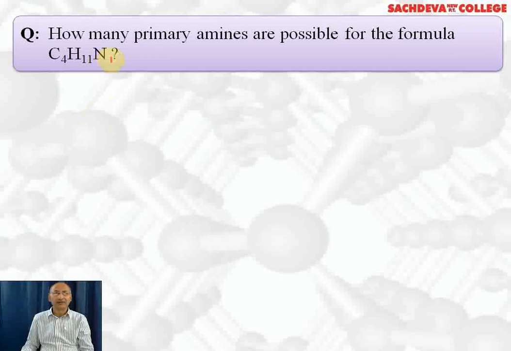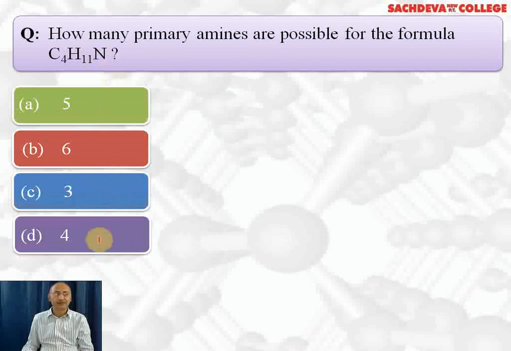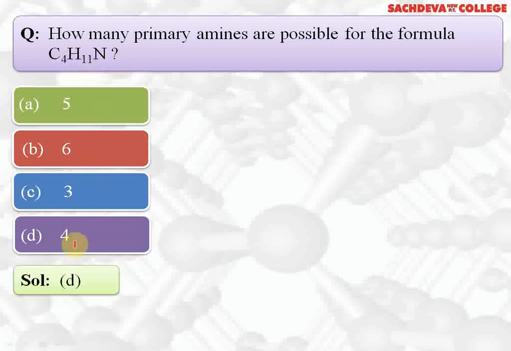Next question: how many primary amines are possible for the formula C4H11N? The correct answer is 4. One is 1-butanamine, second is 2-butanamine, third is 2-methyl-1-propanamine, fourth is 2-methyl-2-propanamine. There will be 4 primary amines, 3 secondary amines, and 1 tertiary amine. So a total of 8 isomers are possible for C4H11N. Primary amines will be 4.